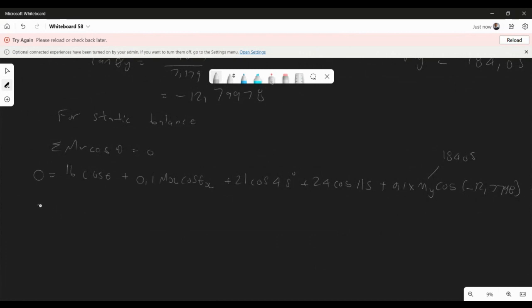So in the end, we're going to end up with 0.1 mx cos x equals something, or something plus or minus, let's say plus, equals 0, and so that's equation 1. Okay, so let's just get the total of that.